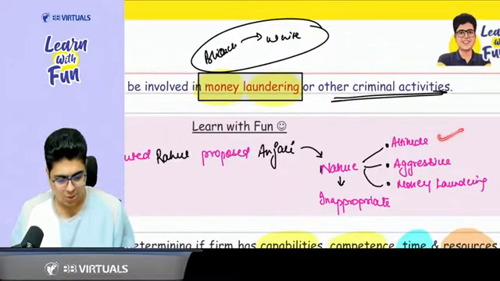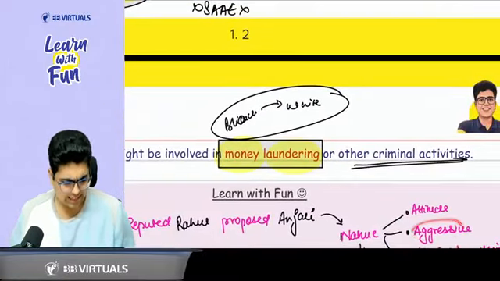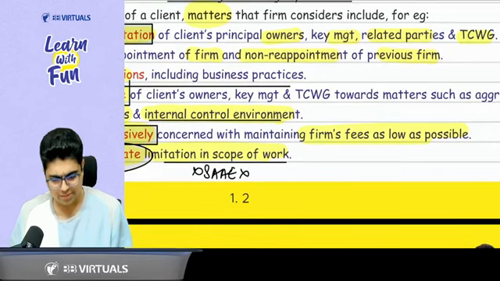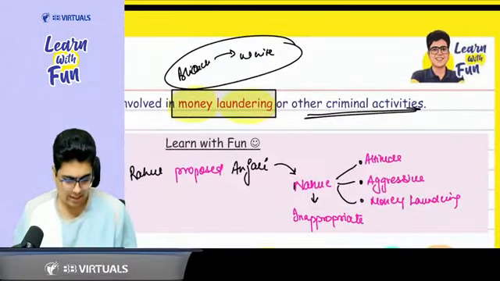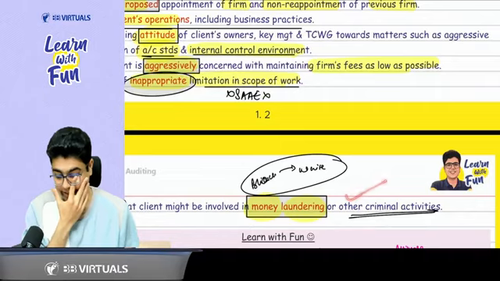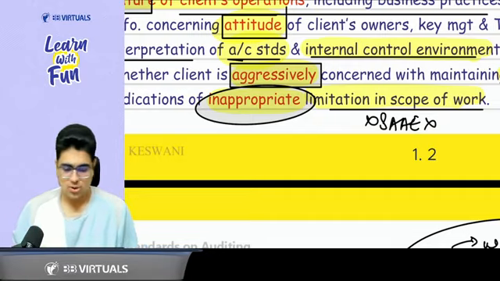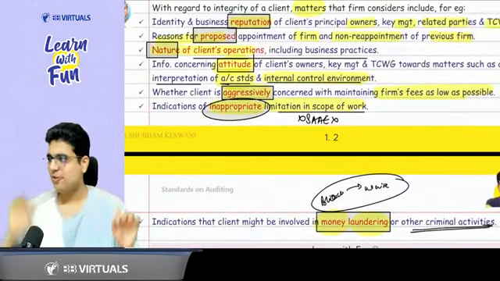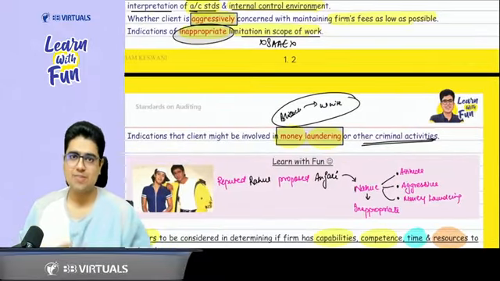Next point is attitude. Attitude regarding the accounting standards, internal controls. Aggressiveness to keep the firm's fee as low as possible. And lastly, money laundering and inappropriate. Money laundering means client is involved in money laundering activities. Inappropriate means inappropriate limitation in the scope of work. So even if you want, you can just pause the video for 1 or 2 minutes, quickly learn the points using this technique, and everything will be crystal clear.